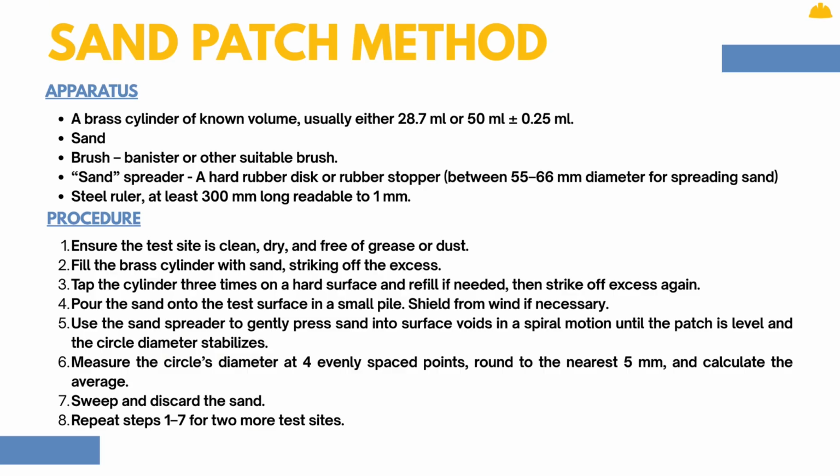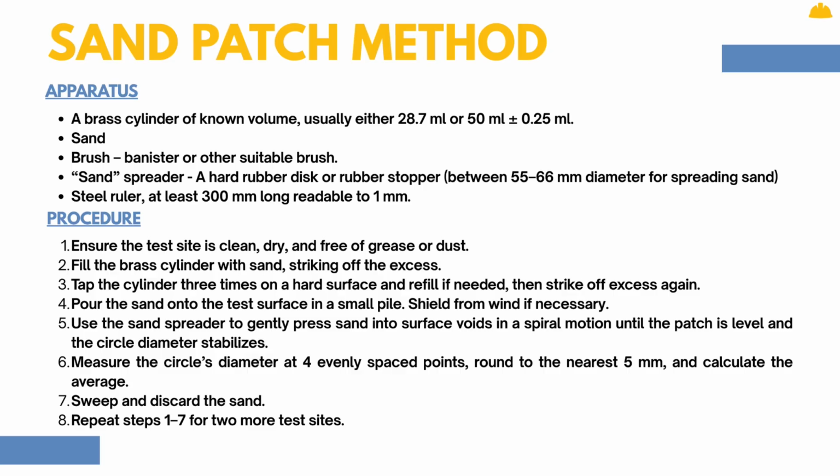Fill the brass cylinder with sand, then level off the excess at the top. Gently tap the cylinder 3 times on a hard surface. Refill and strike off again if needed. Pour the sand onto the test surface in a neat pile. If it's windy, shield the area to avoid sand loss.